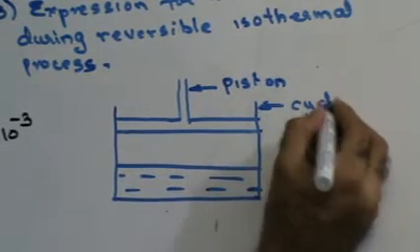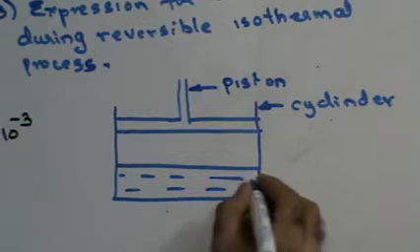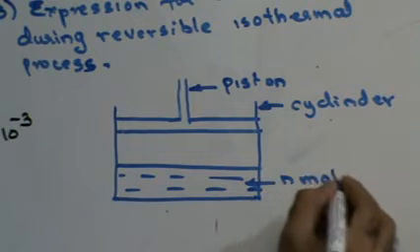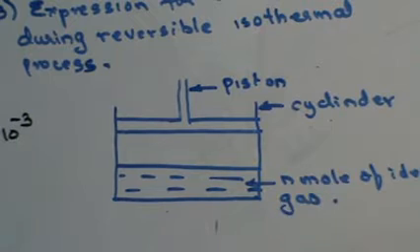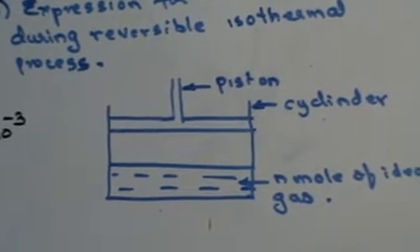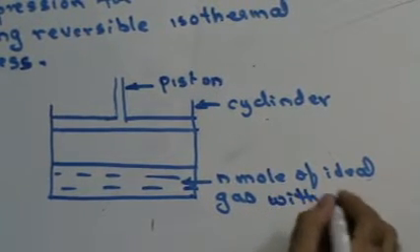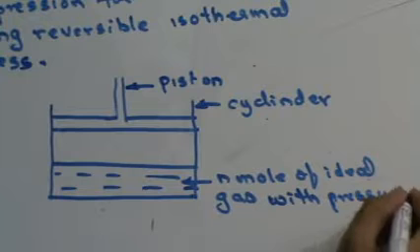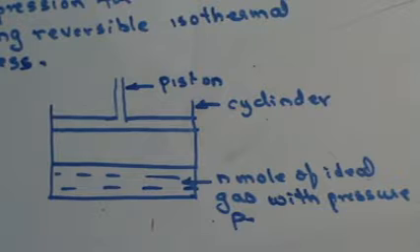Cylinder, you have n number of moles of ideal gas. Now let's assume that the pressure exerted by these n number of moles of ideal gas is P. Let us assume that P is the pressure exerted by n number of moles of ideal gas. Now, let's just write this much down.